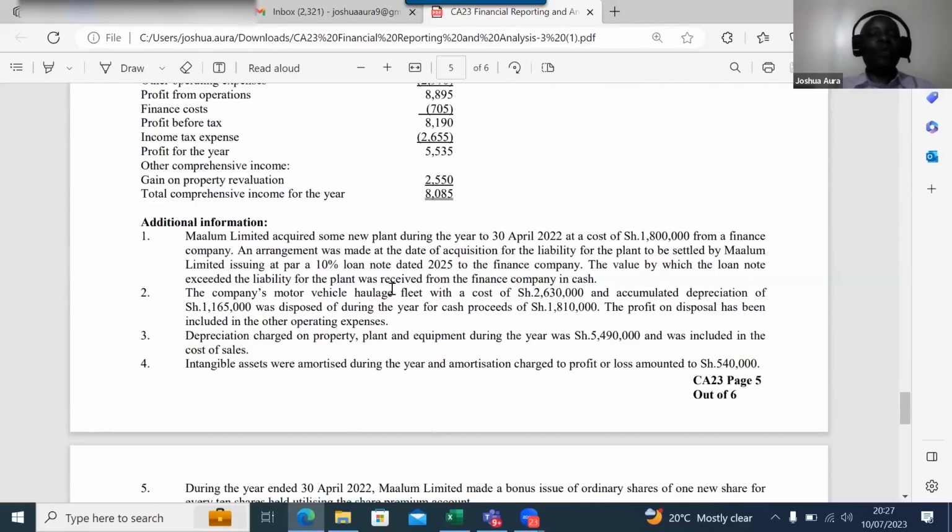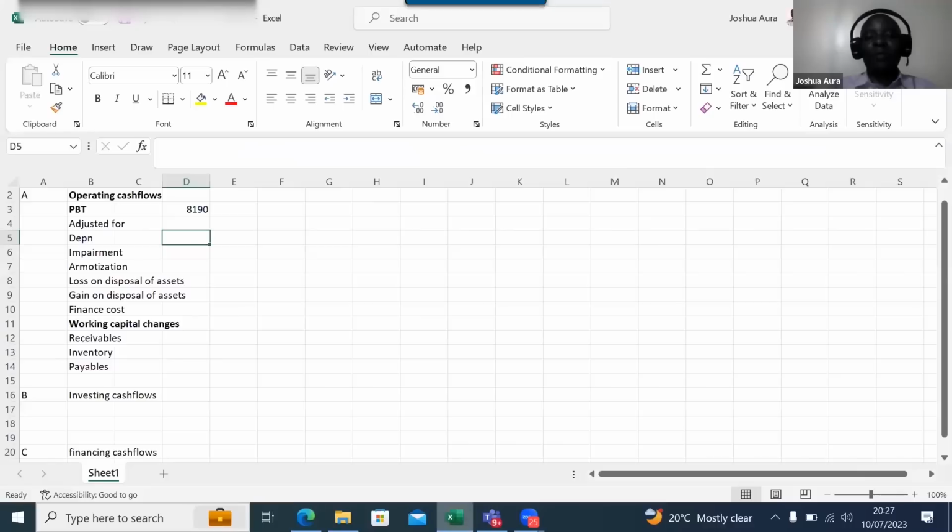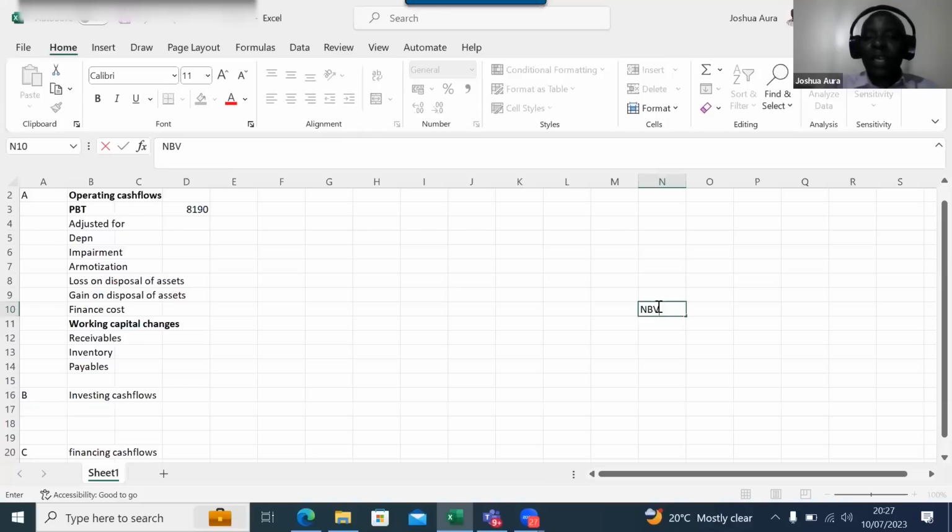So then if I'm the one doing this, I will come, ladies and gentlemen, here and calculate this. I'll be able to get what we call the net book value. So is there somebody who is able to give me this net book value very first? So the net book value here, of course, will be the cost minus any accumulated depreciation.